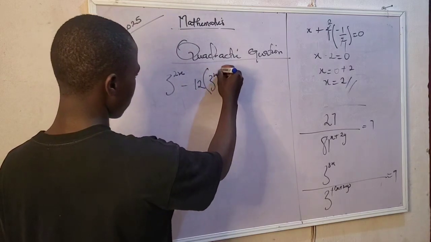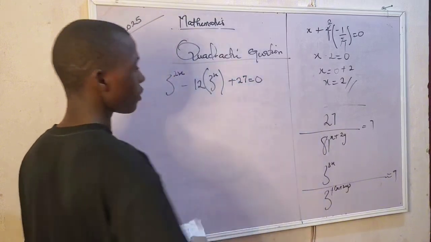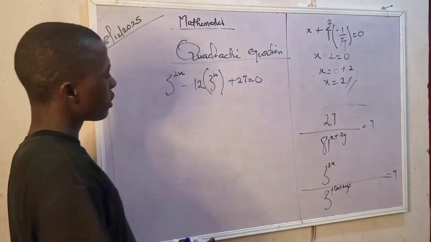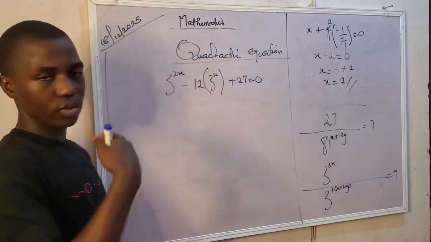3 raised to the power of x plus 27 equals 0. So what I'm going to do here now is easy. Just as we did the last one, we're going to do this one too.